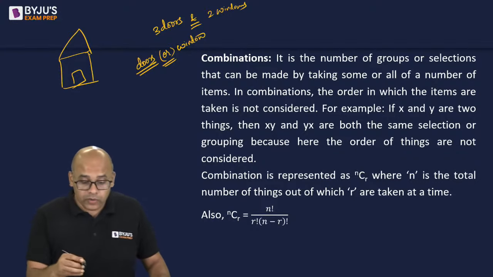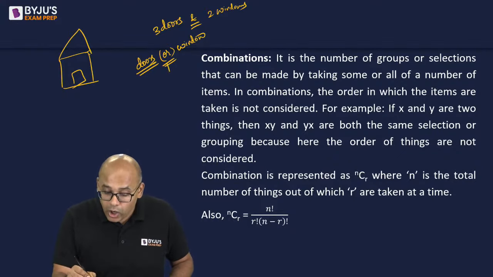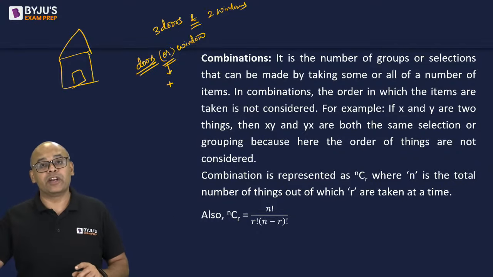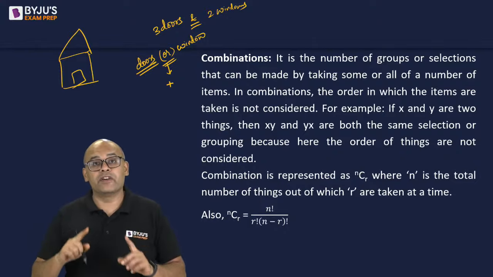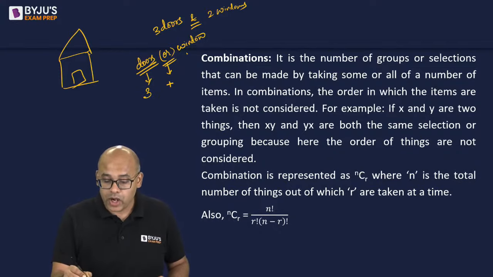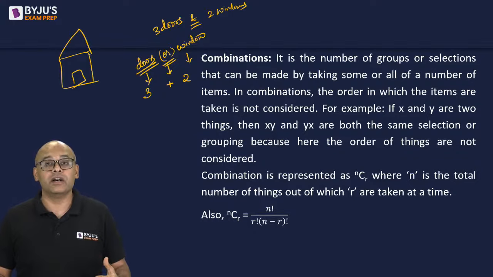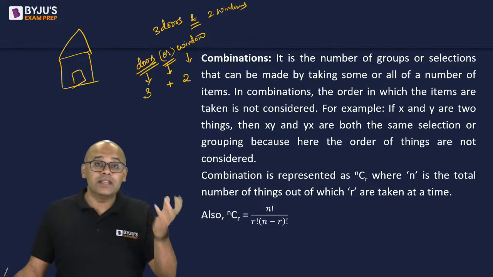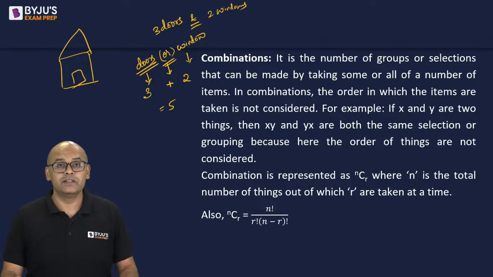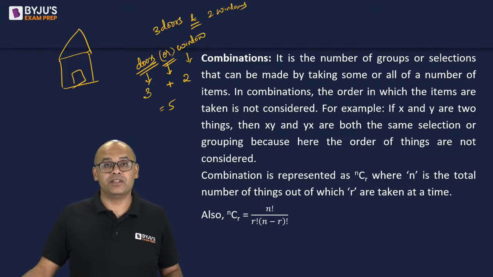Correct? So now the fundamental rule of addition says, "or" gets converted into addition. "And" gets converted into multiplication, "or" gets converted into addition. So now, how many doors are there? 3 doors. How many windows are there? 2. So the total ways of entering the house is this or that. Total is 5. Is this clear? 3 plus 2, which is 5. So this is the fundamental rule of addition.